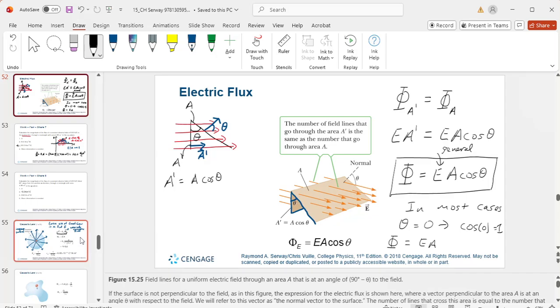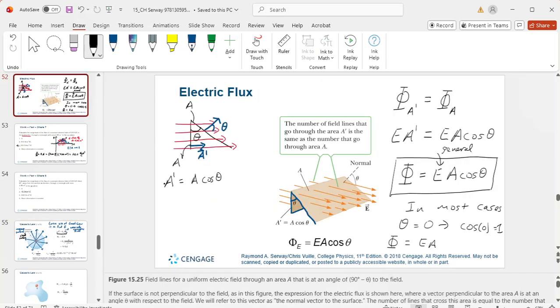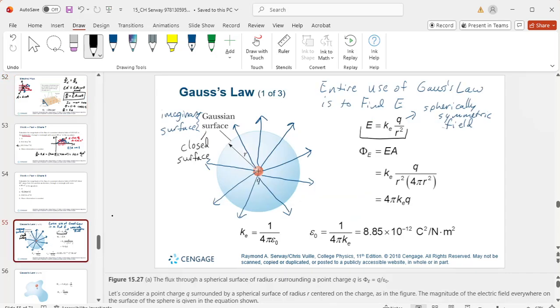But the entire point of Gauss's law is that in this case, my surface is closed. So your Gaussian surface is a closed surface. It's not an open surface like these panes are. It is a closed surface. And you want to choose a surface that mirrors any symmetry of your charge distribution. So in the case of a point charge with spherical symmetry, you want to draw a spherical shell. And you want to center the charge at the middle of that sphere.